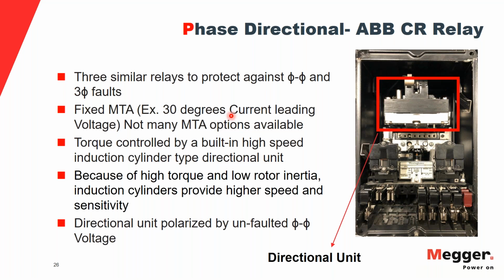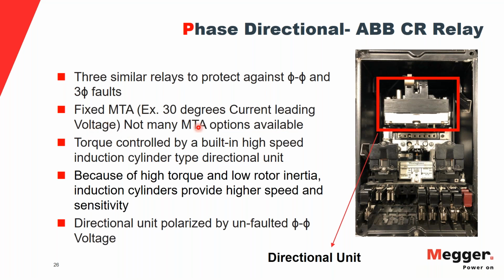Since this ABB-CR relay is an electromechanical relay, it's a single phase relay, so you need all 3 relays connected in your system. You need 3 relays to protect your 3-phase system. The thing about MTA with these relays is there is no setting for the MTA on the nameplate or anywhere on the tabs here. The way this relay decides MTA is by the connections made inside the relay. It's a fixed MTA relay, and specifically this ABB-CR is a 30-degree current leading voltage relay.